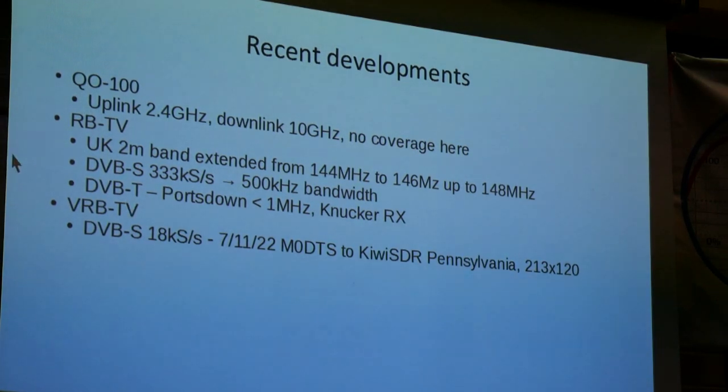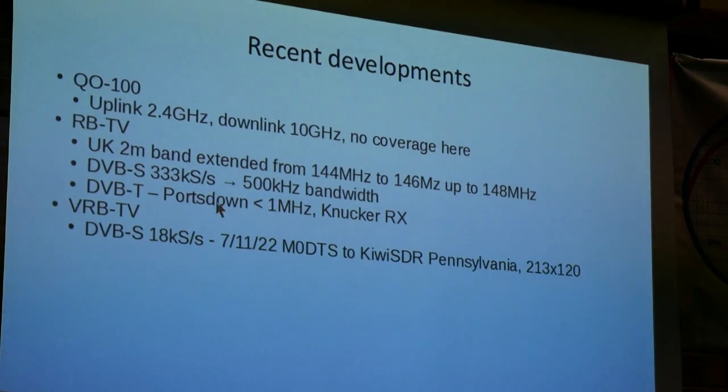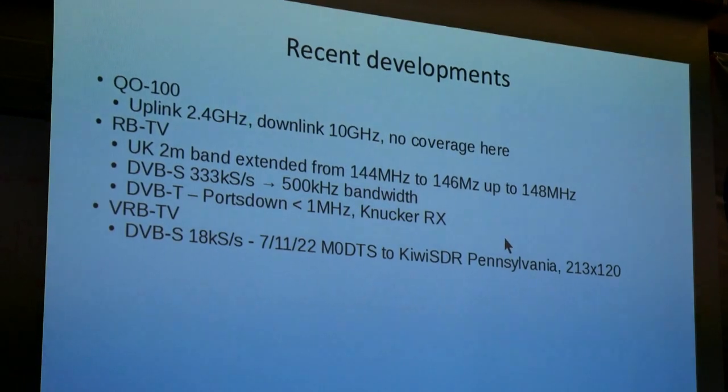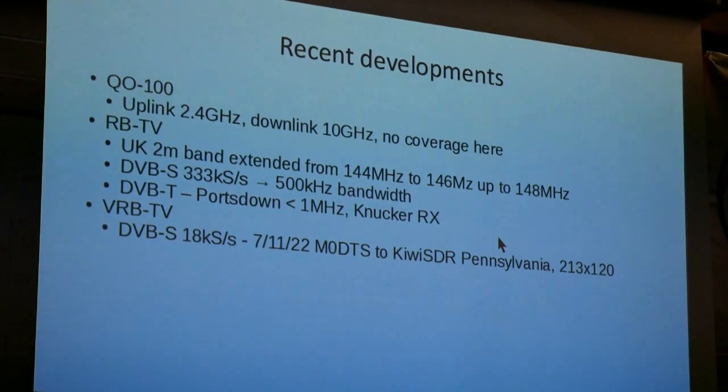There's some experiments been done on reduced bandwidth DVB-T as well. That's less than 1 megahertz DVB-T. And the BATC have come out with a special receiver called the Knucker for some reason. It's a bit of a strange name. I know it means something.